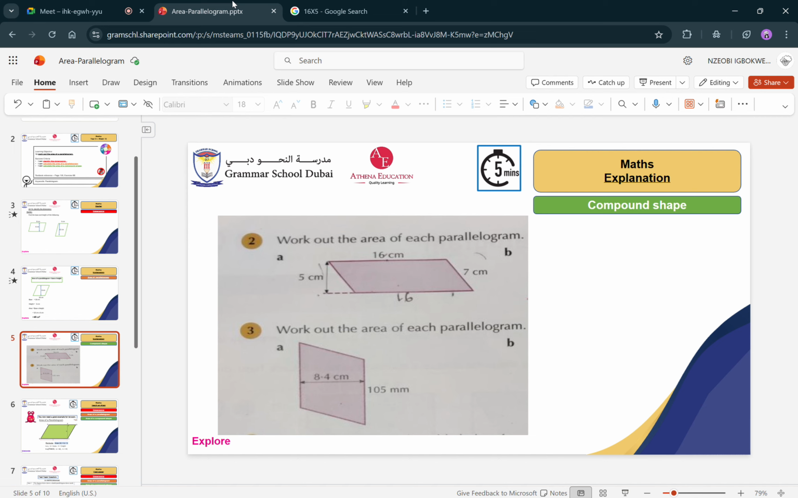Okay. Have you written that? Yes. So how will you find the area of that shape? To convert that 105 millimeter to centimeter, what would it be? Convert the base from millimeter to centimeter. What will be the value of the base when converted?